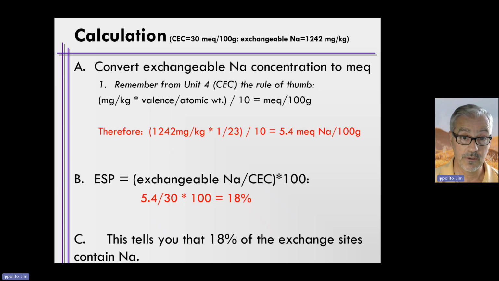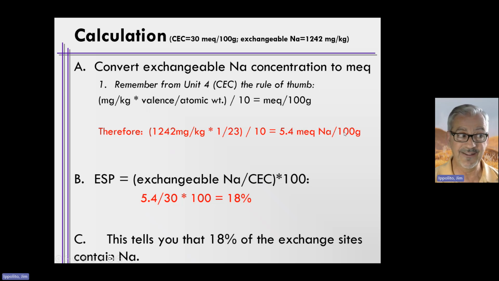It has a +1 charge. And you divide that by its atomic weight. You perform everything that's inside parentheses first, and then you take that value and divide by 10 to give you milliequivalents per 100 grams. And so therefore, we take 1,242 milligrams per kilogram times the valence of sodium, which is 1, divided by 23, which is the atomic weight. I don't know what that number is. I'm guessing it's 54. And you divide that by 10, and that equals 5.4 milliequivalents of sodium per 100 grams.